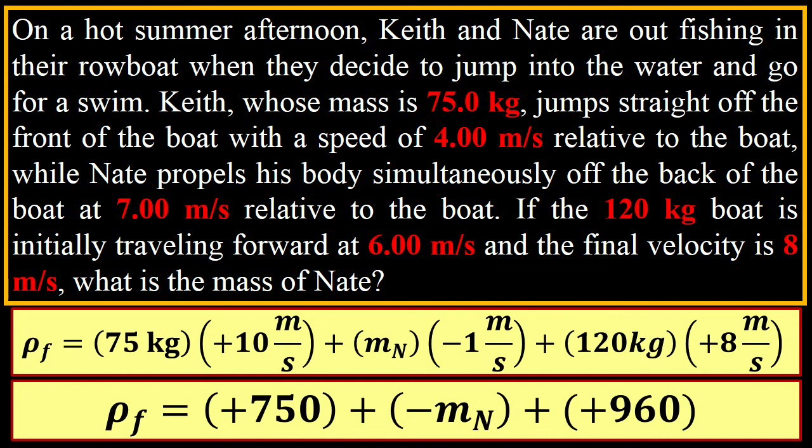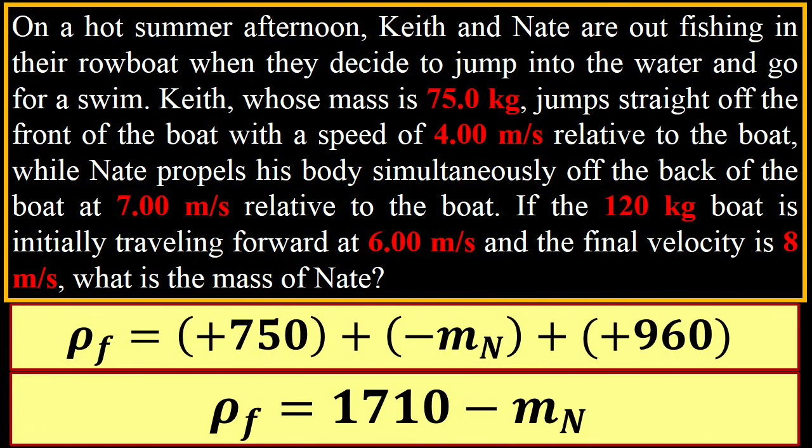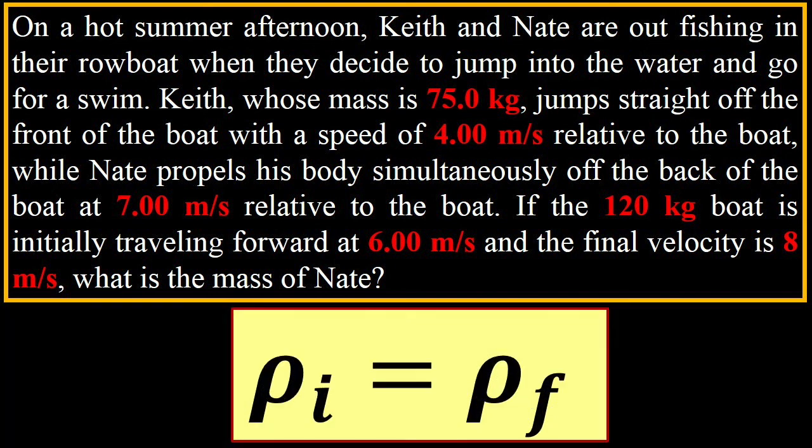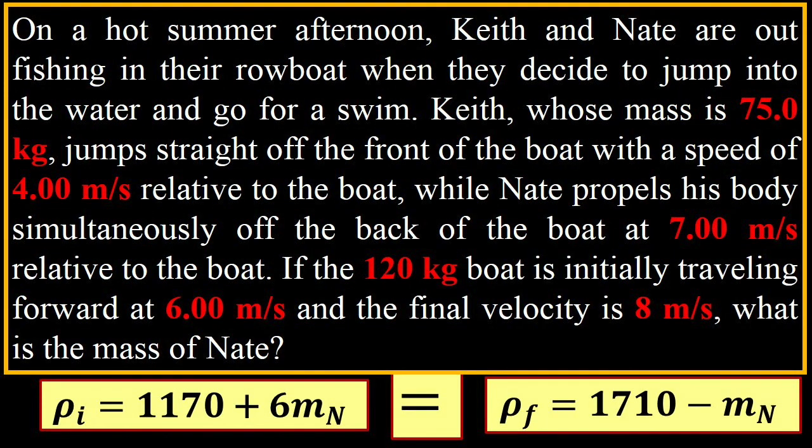Now, the final momentum is going to be 75 times 10 plus negative 1 times Mn plus the boat. So that's going to be the final momentum, correct? Remember, we're looking for Mn. It's going to be on both sides of the equation. So now I'm going to set the final momentum equal to the initial momentum, correct? Now it's a single variable equation. The left is equal to the right, and I'm simply going to gather my terms. Correct?